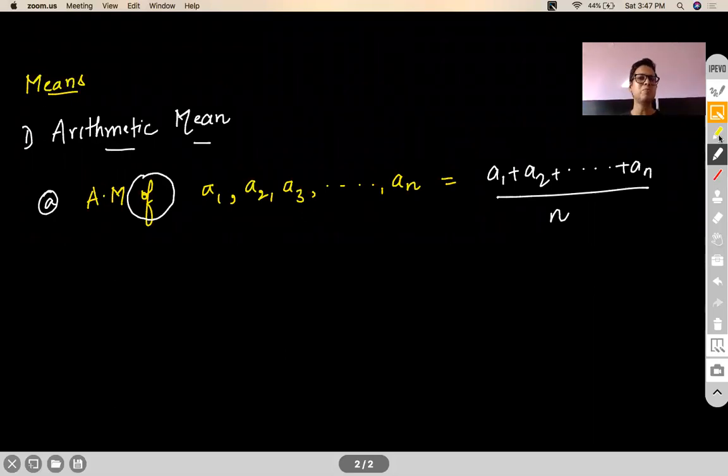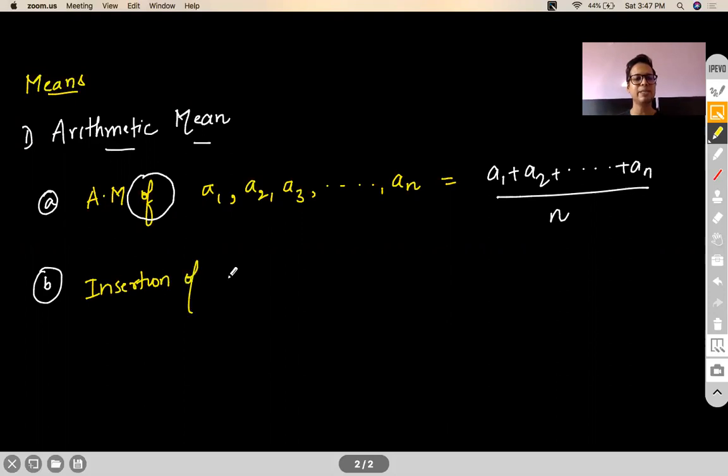But we are going to talk more about inserting arithmetic means between two numbers. So the next concept that we are going to talk about is insertion of arithmetic means between two numbers. This concept is more important to us.